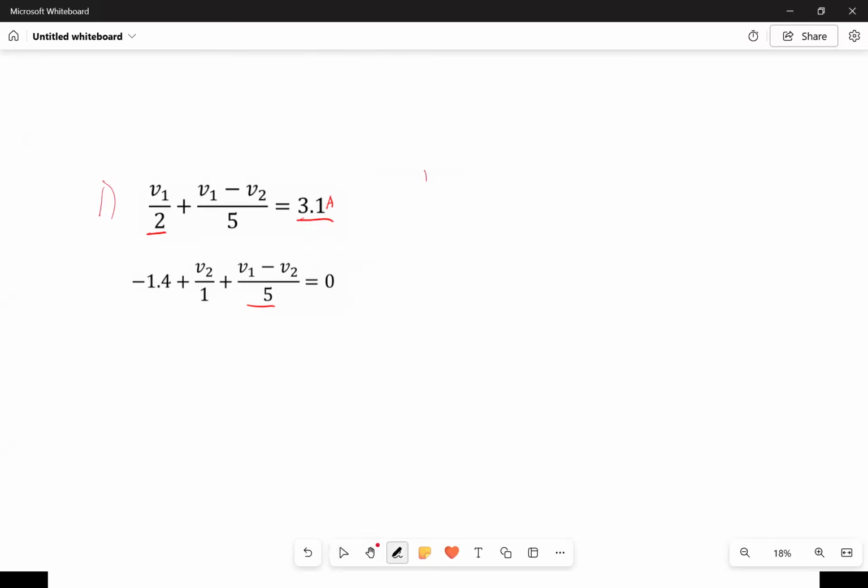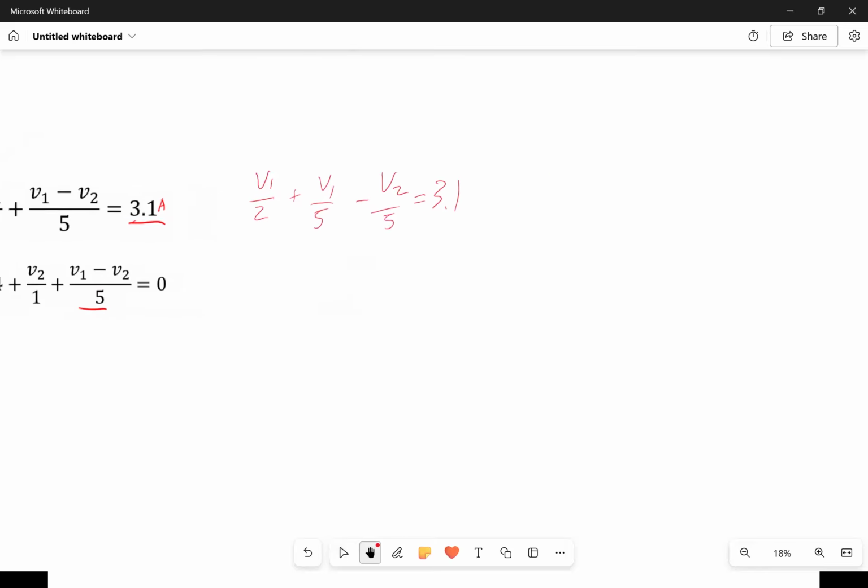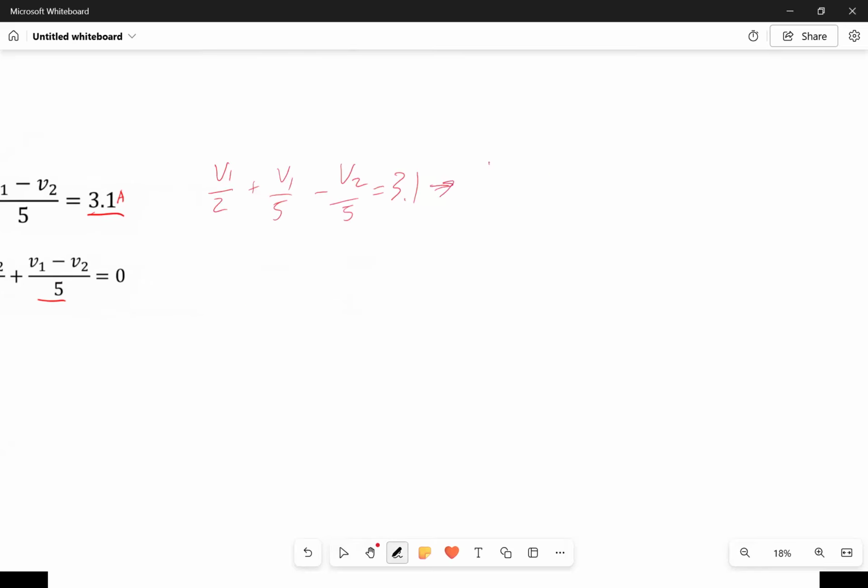So let's go ahead and expand this. This is V1 over 2 plus V1 over 5 minus V2 over 5. That's going to equal 3.1. All I did was just get rid of the V1 minus V2, right? So I just took the numerator and I broke it up into individual terms. At this point, I'm going to collect all the V1s together. So moving along, I have V1 over 2 plus V1 over 5 minus V2 over 5, collecting all the V2s, equals 3.1.